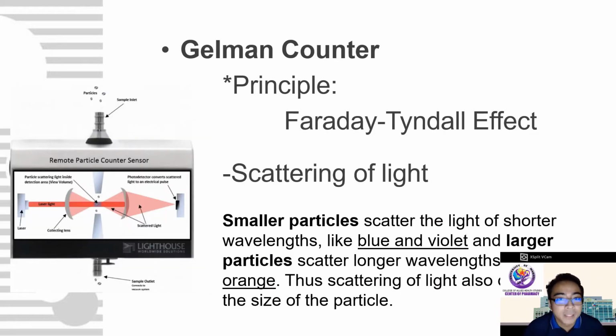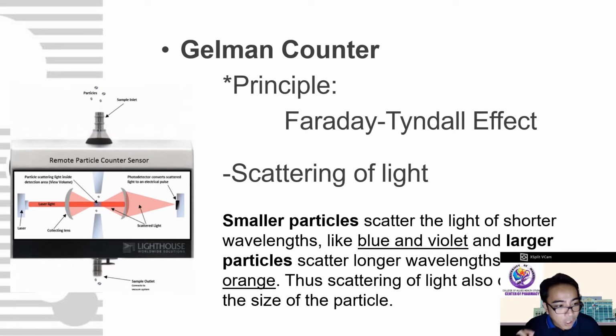Next one, the Gell-Mann counter. Right? Ito naman, class, ang Gell-Mann counter, ginagamit niya naman ang principle of the Faraday-Tyndall effect. Okay? So, what happens here? Again, this one involves naman, class, the scattering of light. Okay, hindi siya light blockade, unlike the apparatus a while ago. This time, class, the scattering of light.